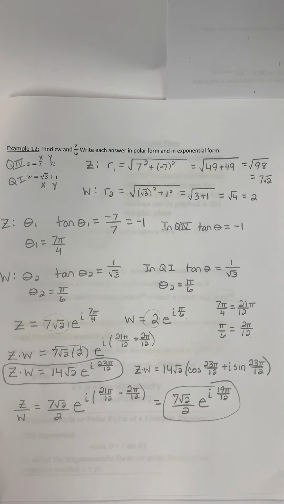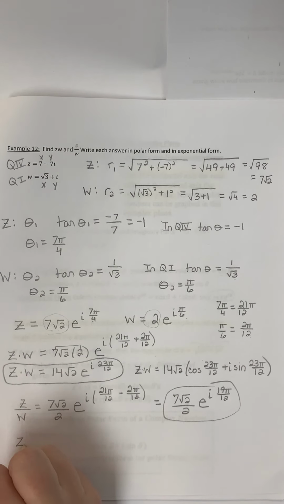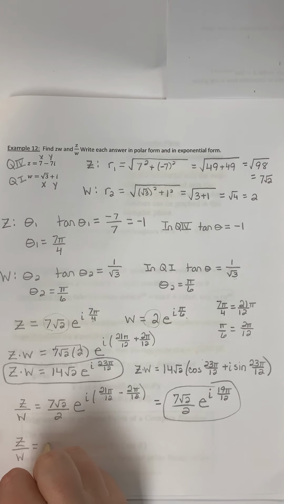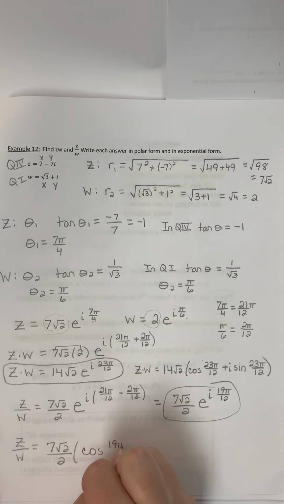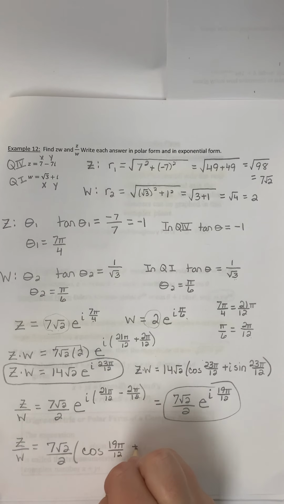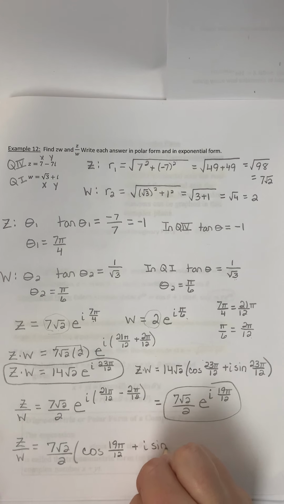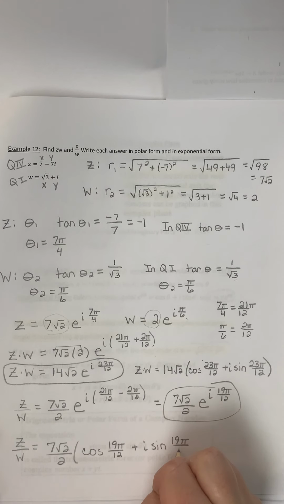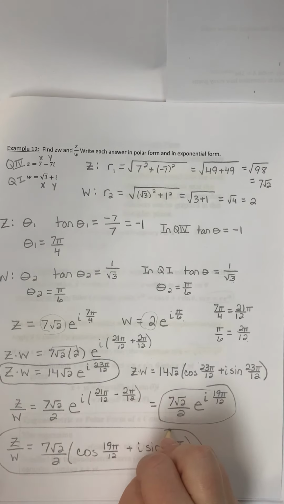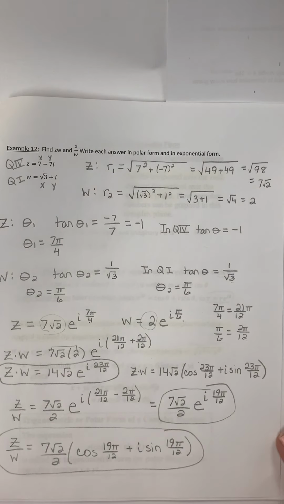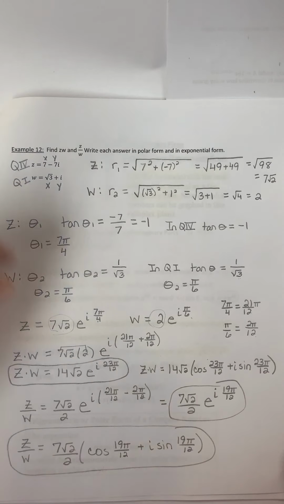There's the exponential form. If I wanted to write it in the polar form, here's my r, parentheses, cosine 19 pi over 12 plus i sine of 19 pi over 12. And there we go. We did it. We finished. Okay, I know that was a lot of work.